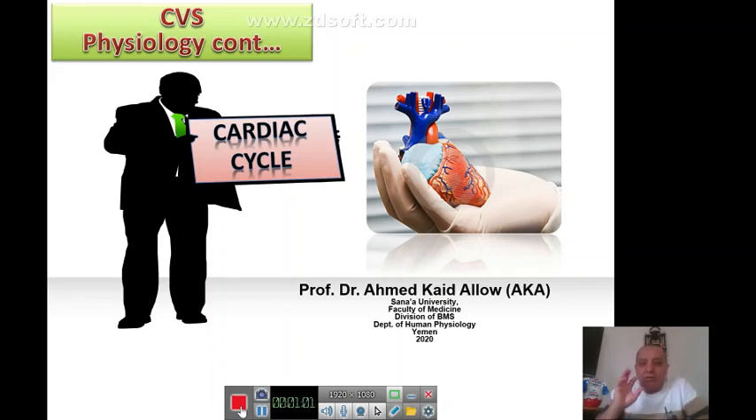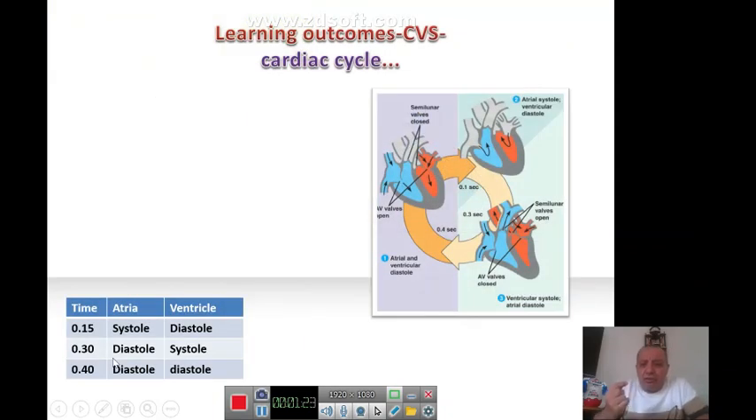Today we're going to talk about the cardiac cycle. First, what's the meaning of the cardiac cycle? The cardiac cycle is a complex of events that actually occur in one heartbeat. بمعنى إنه مجموعة أحداث تحدث في القلب في انقباض، في انبساط وانقباض واحد.